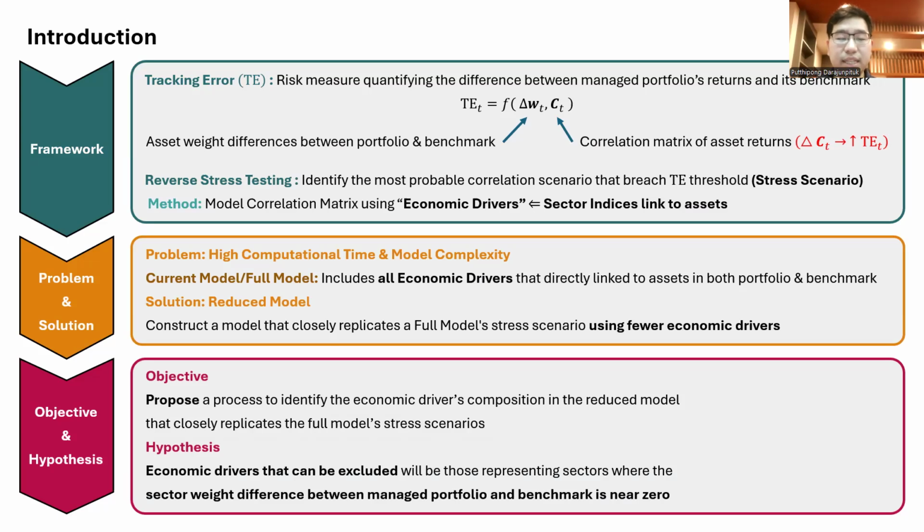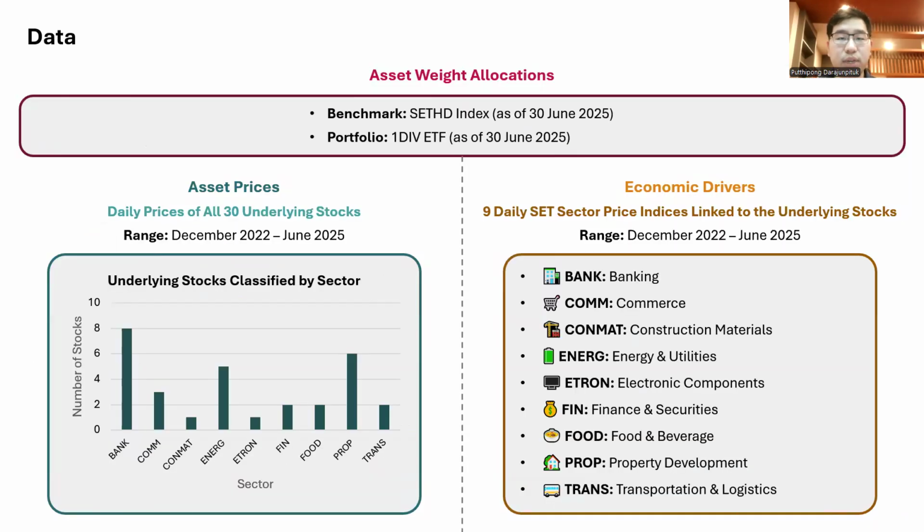That is why I hypothesize that economic drivers that can be excluded will be those representing sectors where the sector weight difference between managed portfolio and benchmark is near zero. Because the asset weight allocation I'll be using for both benchmark and portfolio are from ZHED index and 1DIP ETF as of 30 June 2025, respectively. Two other important data are daily price of all the 30 underlying stocks and 9 daily sector price indices linked to the underlying stocks.